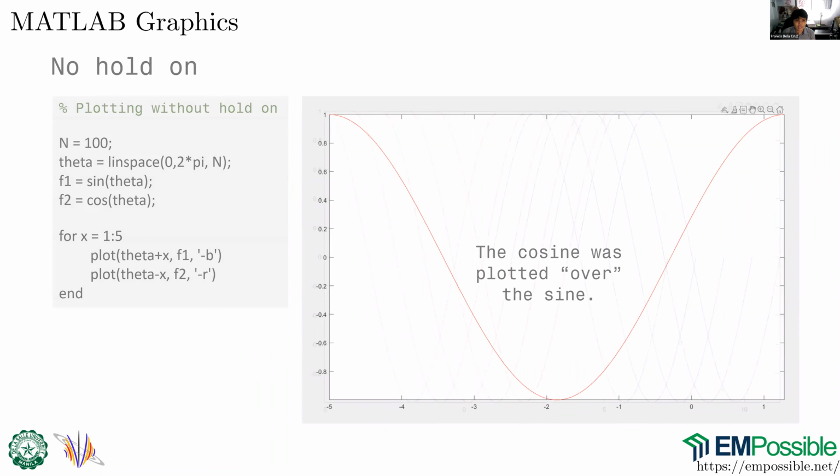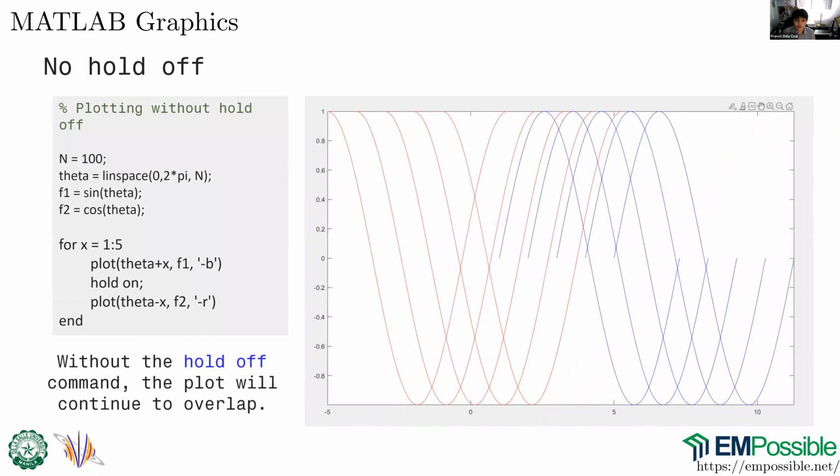But what if you don't have any hold on? So for example, you have many plots and you don't have any hold on. This would happen. For example, I run a code here. Don't worry if you don't get it at first. So you have this for loop. It will just repeat and repeat the command inside. As you can see, there are 2 graphs, cosine and sine, and without a hold off, the plot will continue to overlap.